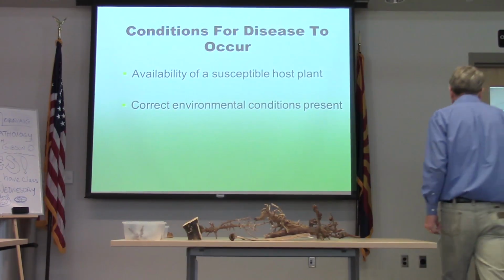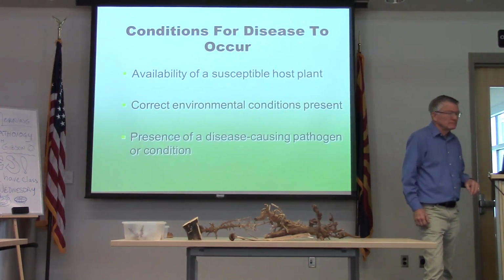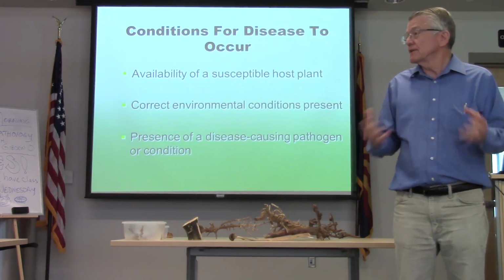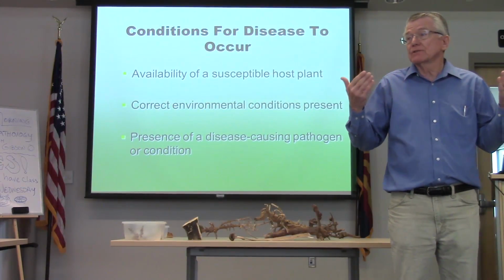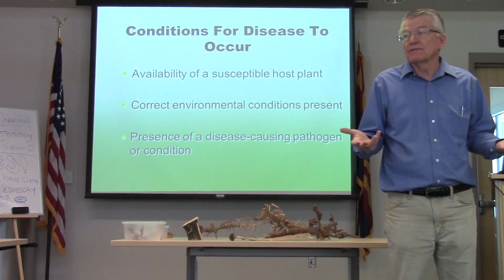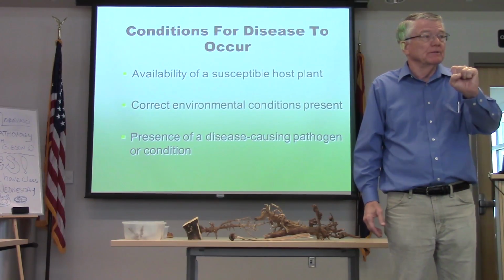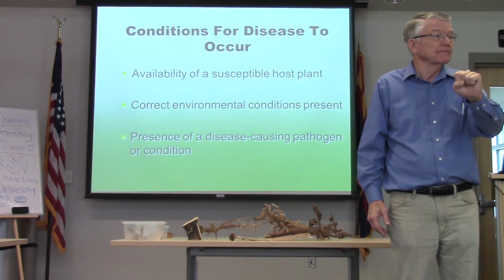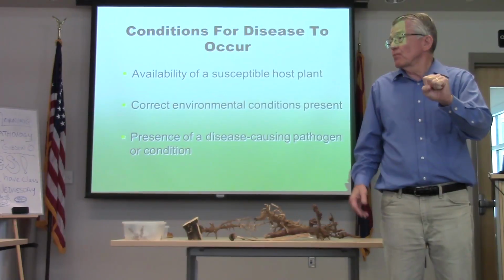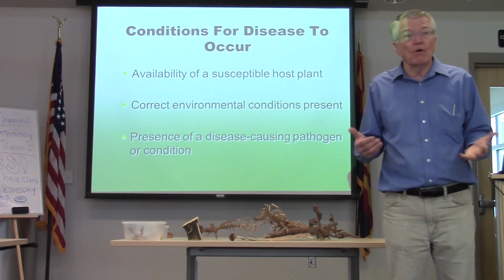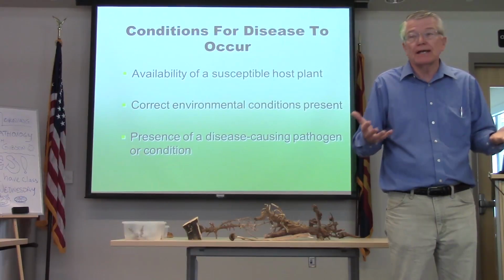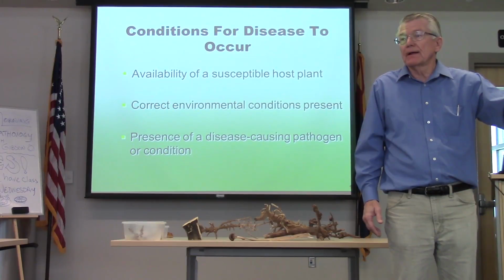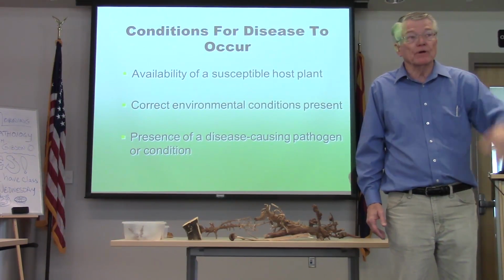The final condition that has to be present is the presence of the disease organism. The disease has to be present. If I've got a susceptible plant and I've got perfect environmental conditions, if that pathogen is not present, I'm not going to see the disease. So one of the things that we try to do in growing plants is to break this chain, this cycle. If I can eliminate one of the three as a possibility, I've broken the disease cycle.